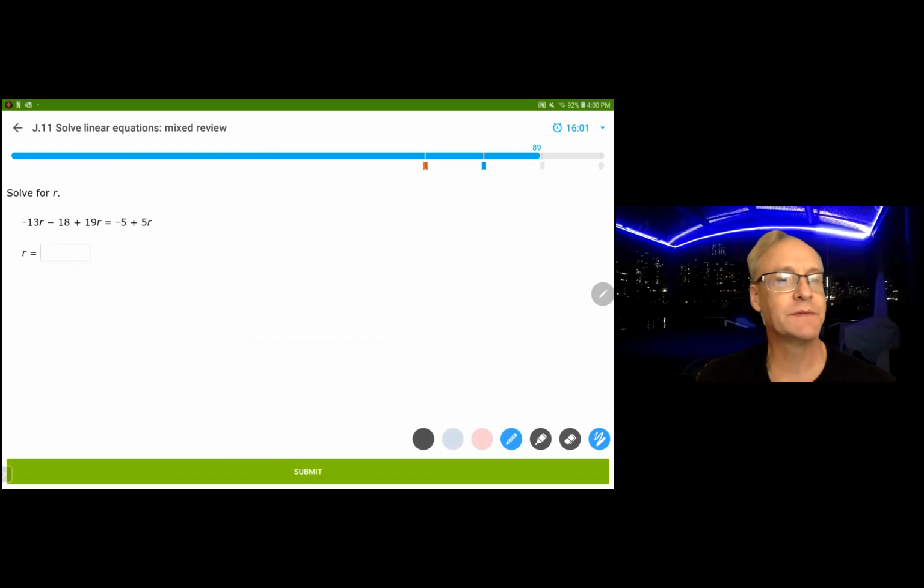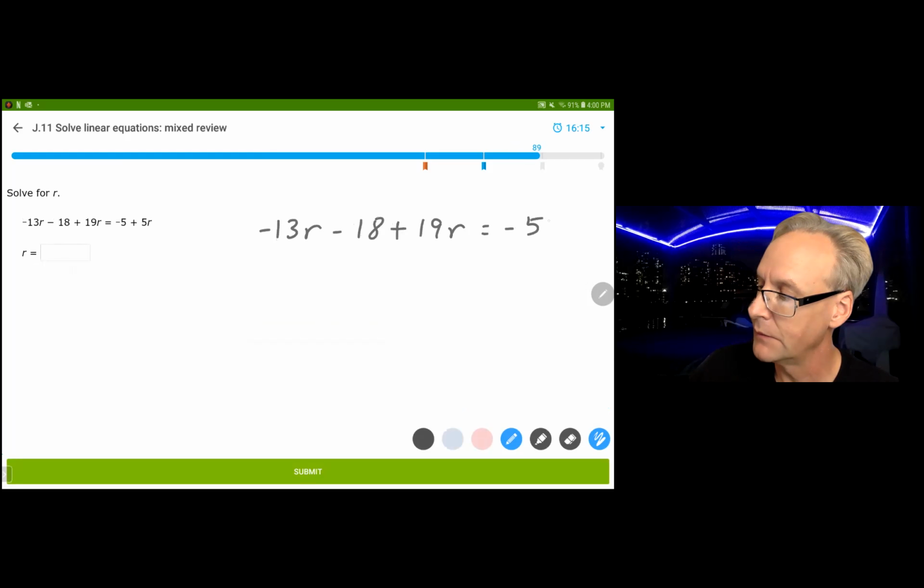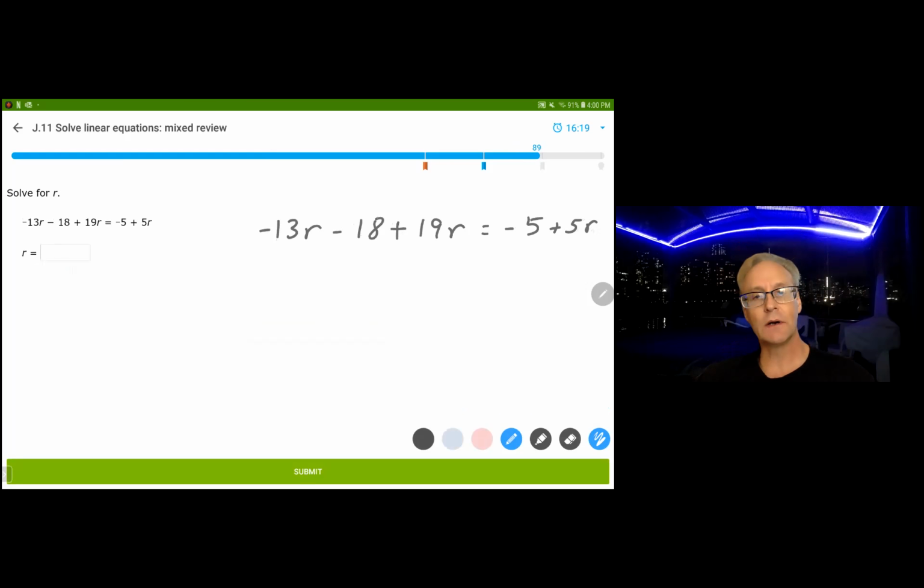Looks like a lot of steps here. I'm going to point out an error that you really got to watch for in these types. Plus 19r is equal to negative 5 plus 5r. Okay, a lot of people see the 5r over here and they realize that they need to subtract 5r from both sides. But what happens, and this gets funky, they see this negative 13r and this 19r, and they want to do this. This is wrong.